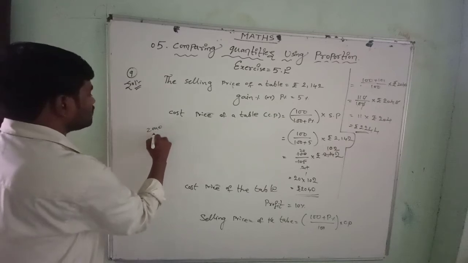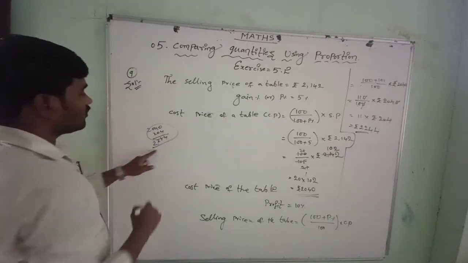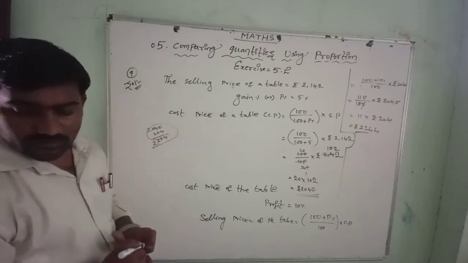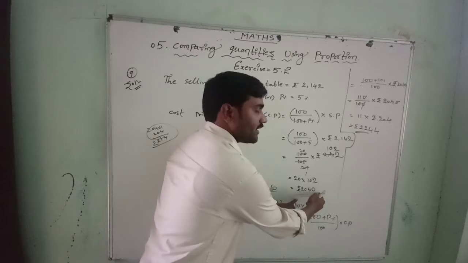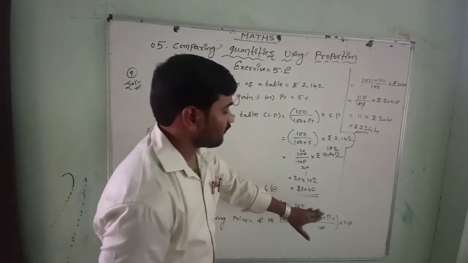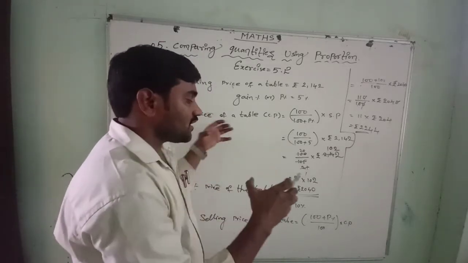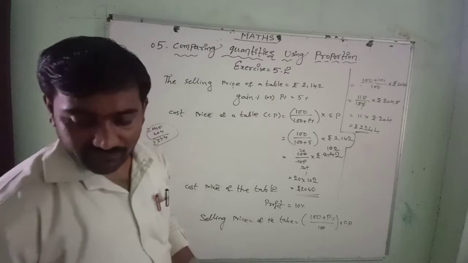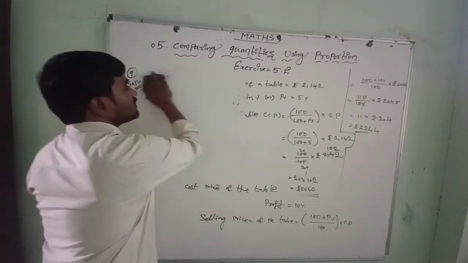2040 plus 204, you will get 2244. And 10% of 2040 is 204. If you add that 204 to the cost price, then profit plus cost price will be equal to selling price. Then you get the same amount. Otherwise, you can do it like this. Whichever way you do it, you get the same.